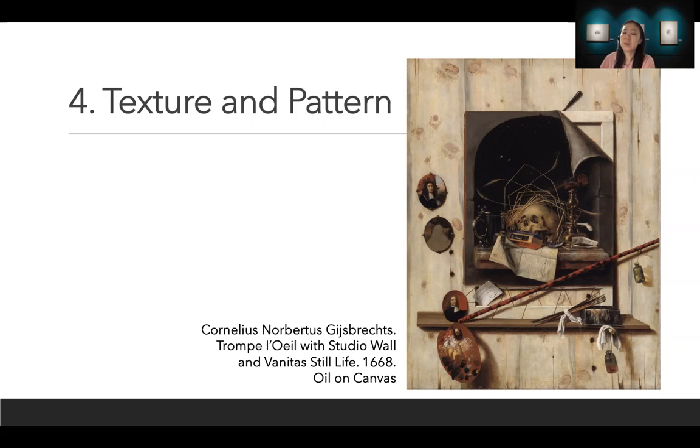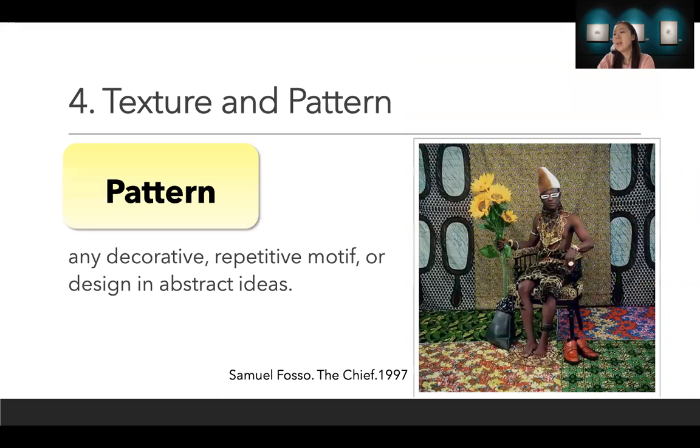So let me show you. This is the example. This is a painting. However, with the artist's excellent painting technique, we can feel the texture of the image. The wood wall in the background and the little stuff on the shelf, everything looks very realistic. That is called visual texture.